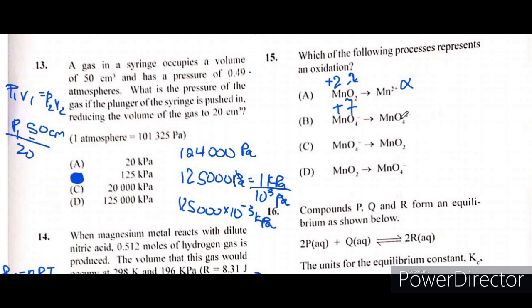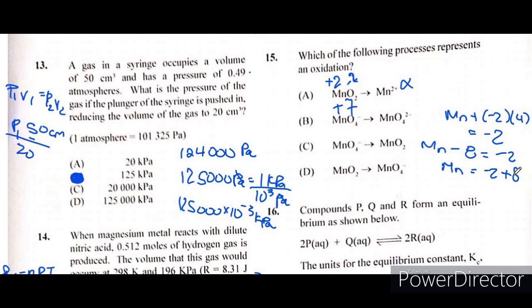Oh my god, yes. This is Mn plus -2 times 4, and it has an overall charge of -2. So Mn plus 2 times 4 is what? 8, minus 8 again is equal to -2. You bring that over, so Mn is equal to -2 plus 8, and that is 6, and seeing that 8 is the bigger number, you have a +6, so Mn in this case is +6.